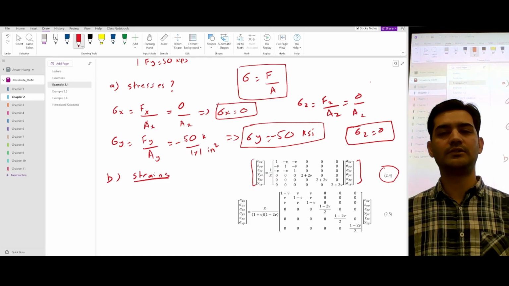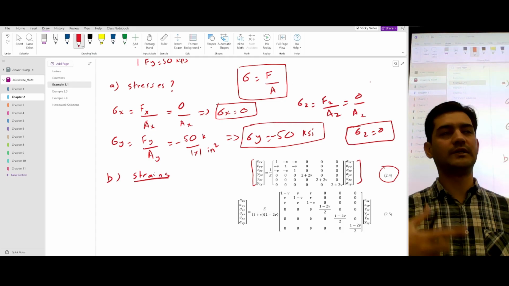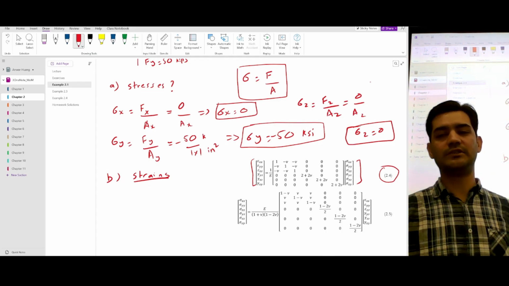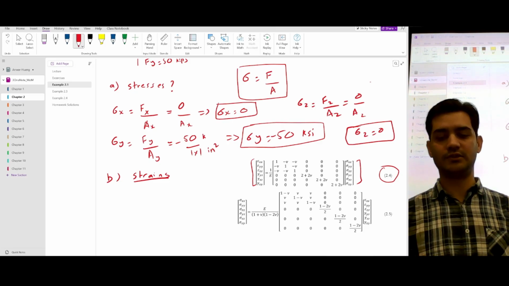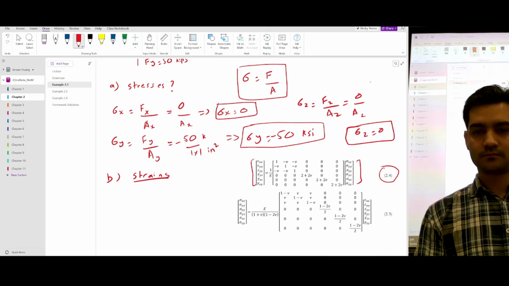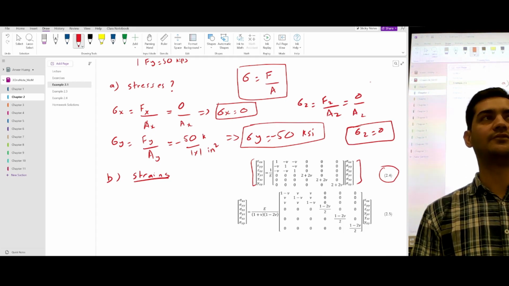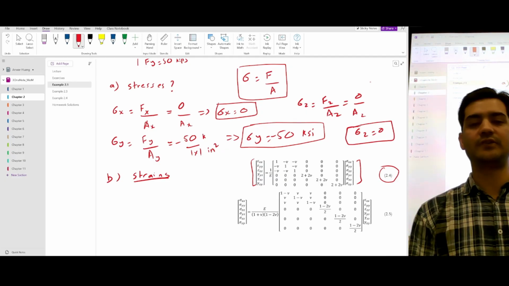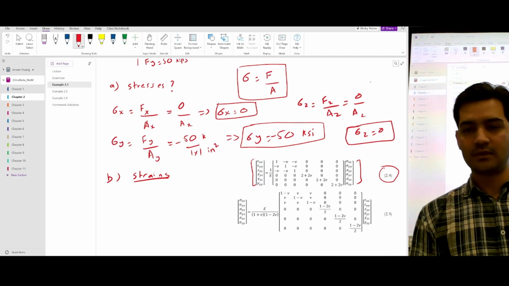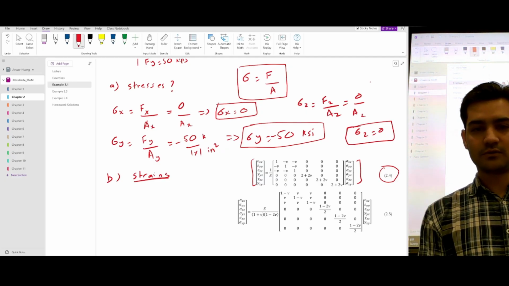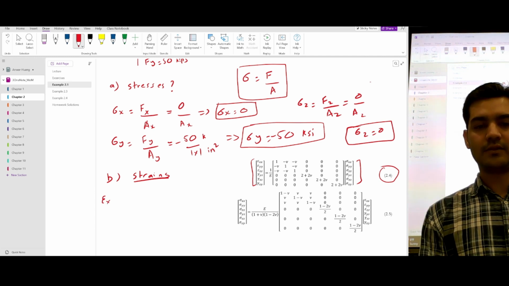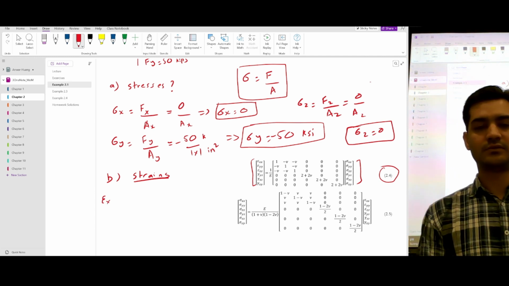We can also calculate the strain by using the simple formula, but since we're talking about 3 dimensions, this is the 3-dimensional Hooke's law, so we'll use equation 2.4 to calculate the strains. And since we don't have shear forces, we're not going to have shear stresses and we're not going to have shear strains, but we'll see. So let's calculate strain in the x direction.